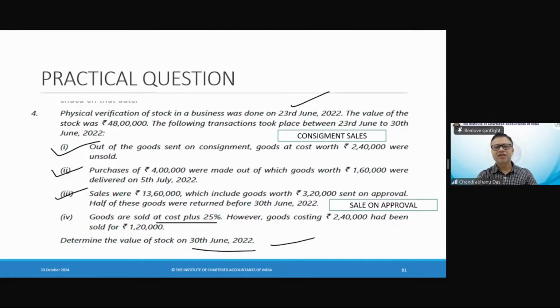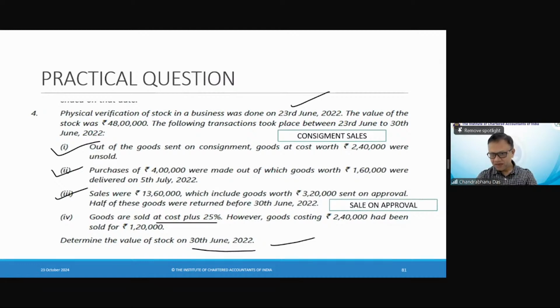Returned before 30th June 2022. The sales were made on 23rd June, so we look at the transactions that took place between 23rd and 30th June. Now, if you divide 3,20,000 by 2, how much do you get, Ashwika? 1,60,000, sir. So 1,60,000 went to the customer, and the rest 1,60,000 has to be not considered as sale. Something not considered as sale means the inventory should be recorded at cost because it gets back to the inventory. Is it correct or not? Yes, sir.